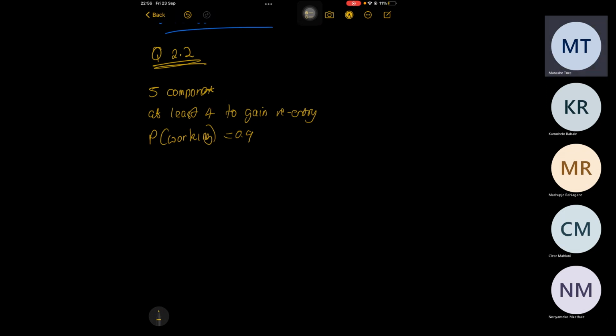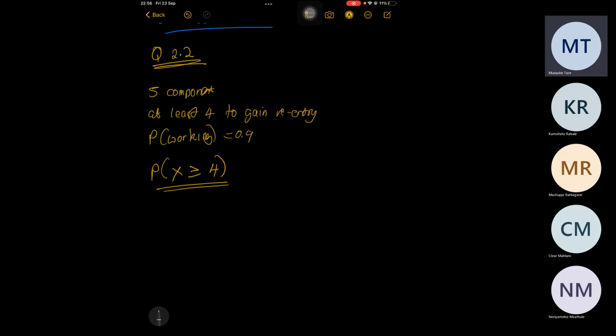So, they're telling us to find the probability that it will gain re-entry. But what is the condition for it to gain re-entry? The number of components that should be working should be at least 4, which is 4 or more, which is 4 or 5 actually. So it's going to be the probability of X is greater than or equal to 4. This is what we'll be looking for, isn't it?